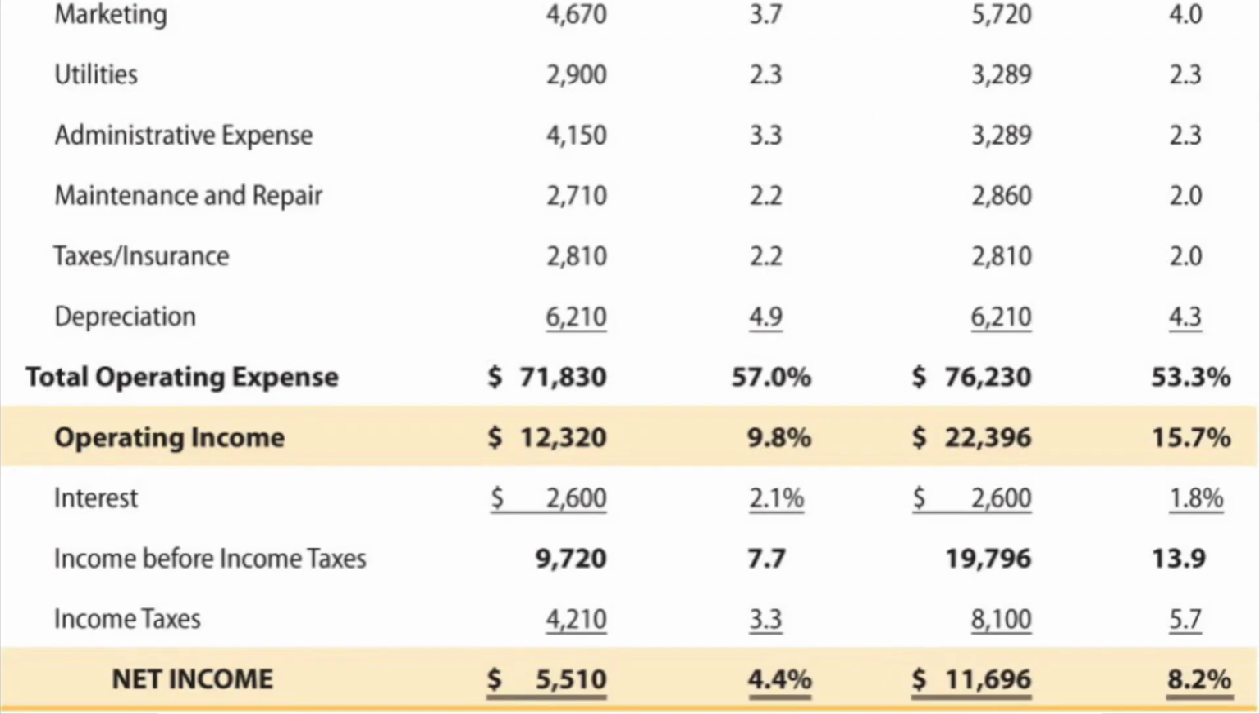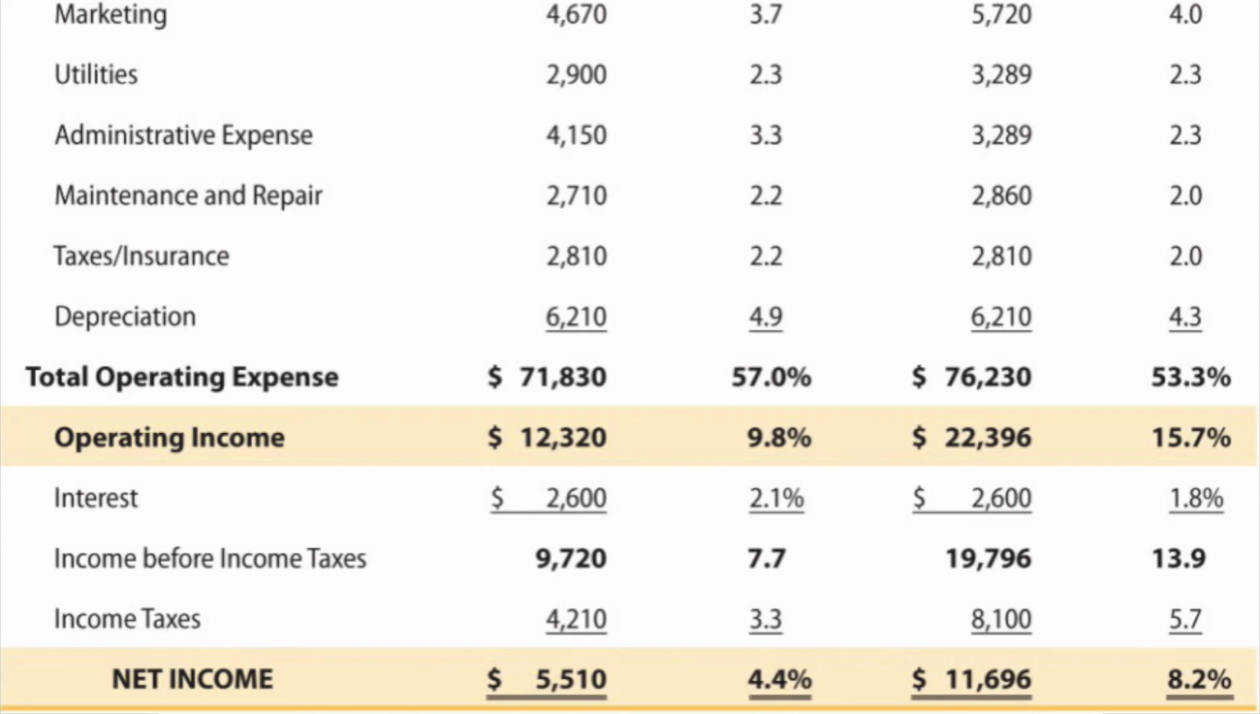Looking back at our comparison results, the net income for the month was $5,510 or 4.4% of total revenues. This is less than $11,696 or 8.2% of revenues that was budgeted. This relates directly to the lower revenues and, in some categories, higher expenses.